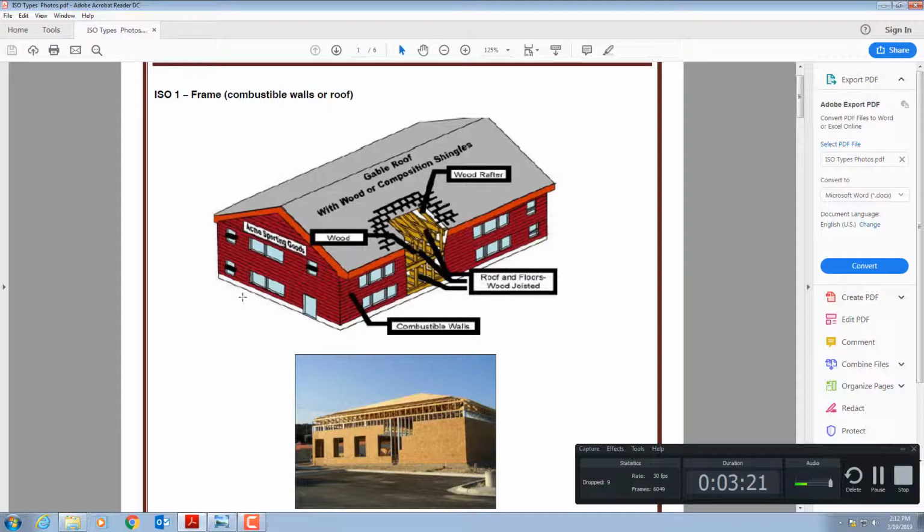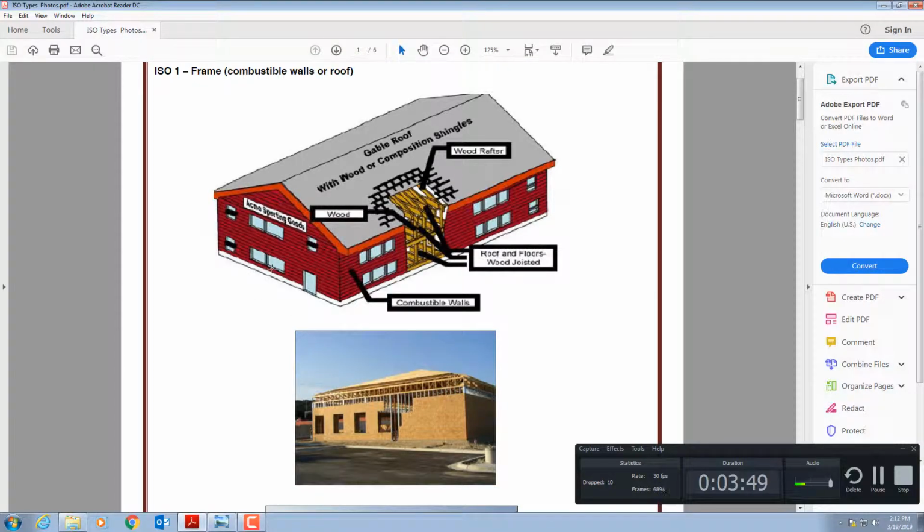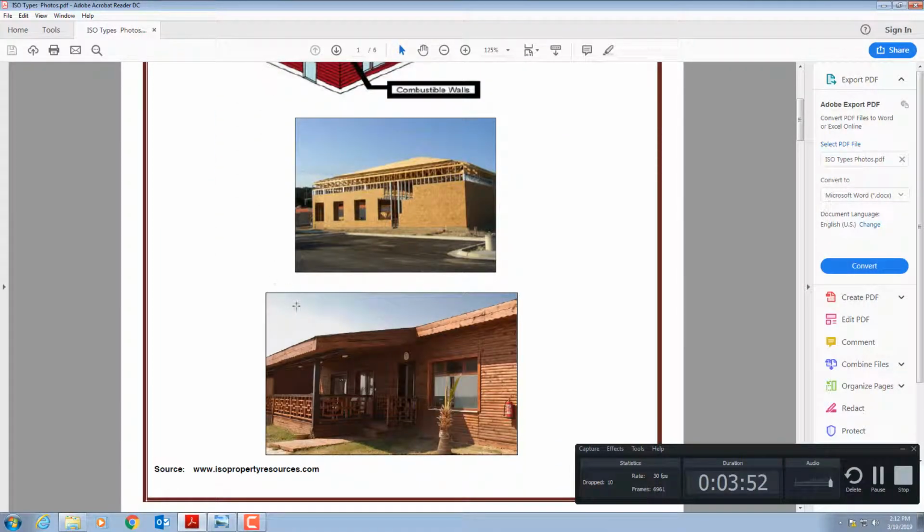Brotherhood Mutual is the only company that I know of that will assign frame with brick veneer the JM, joisted masonry rate. However, it's still a frame building. So when you're talking about the ISO construction type, it's really what's holding up the walls, what's holding up the roof, are those combustible materials. If you have wooden support beams, it's going to be a frame building. Most residential housing is frame. So you'll see the exterior can be wood paneling, aluminum siding, vinyl siding, brick siding. Those are the most standard things you're going to see.